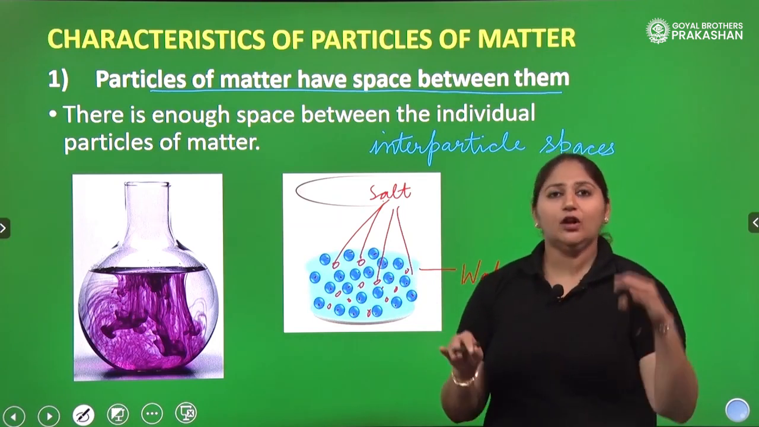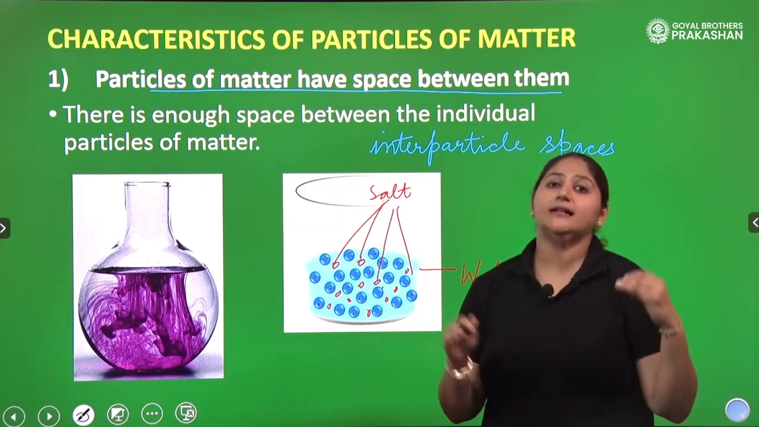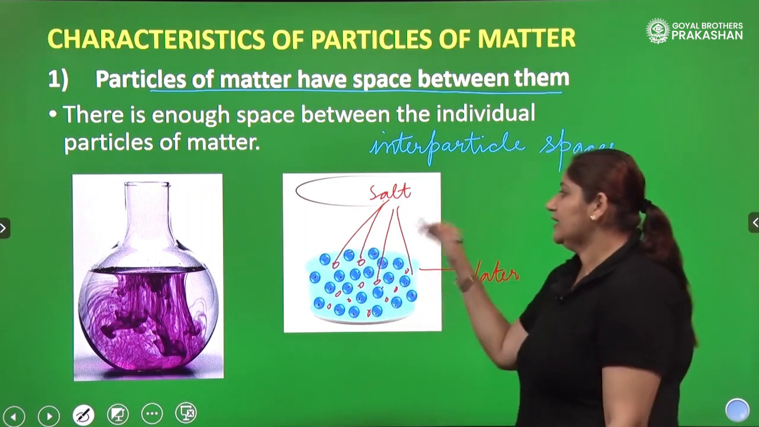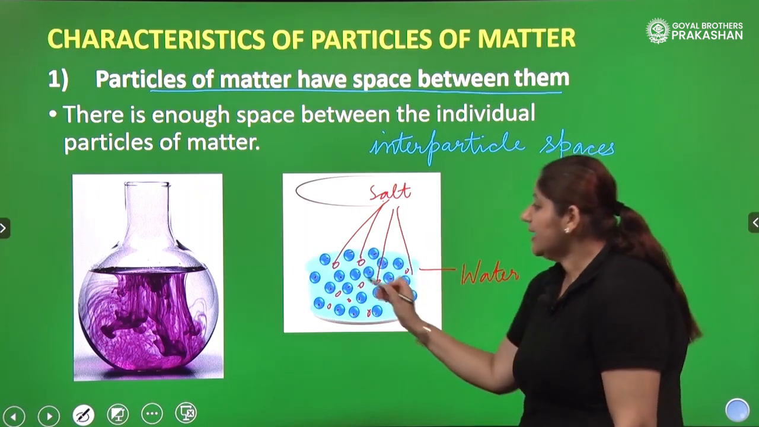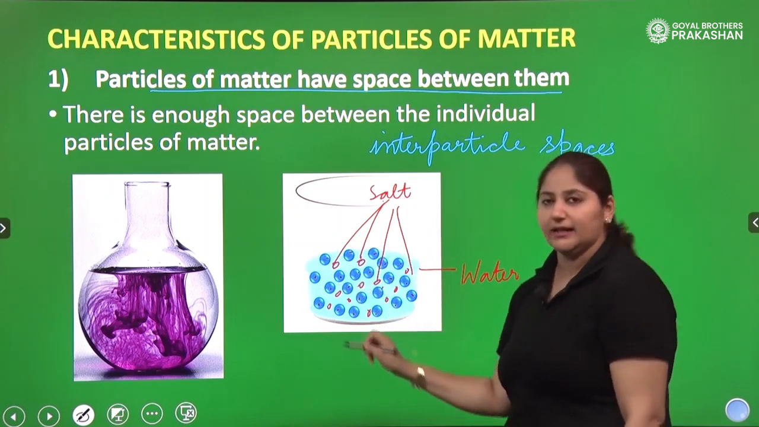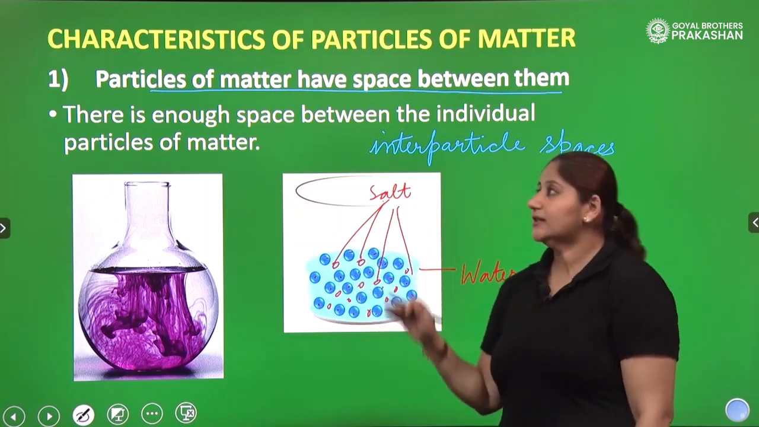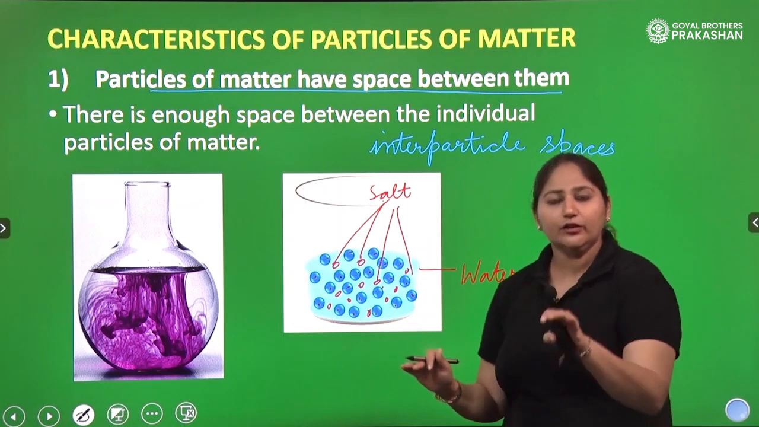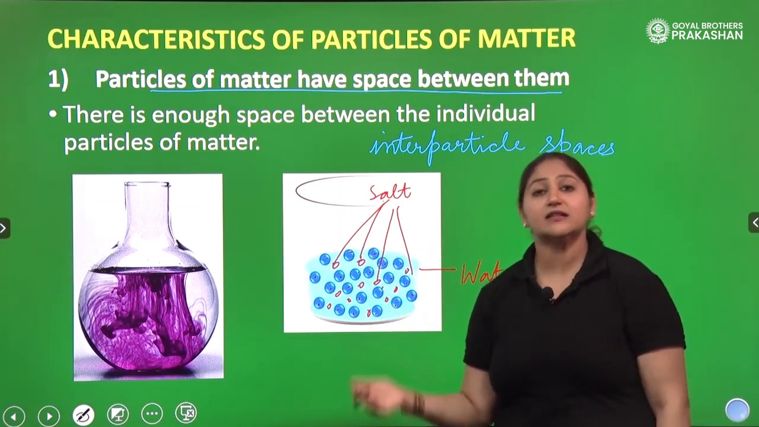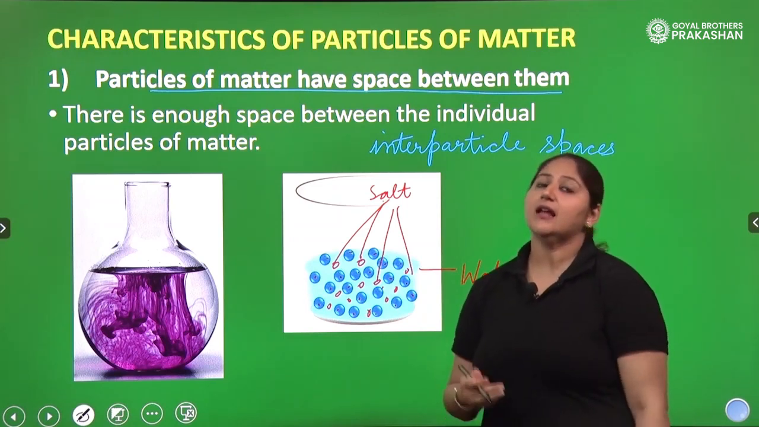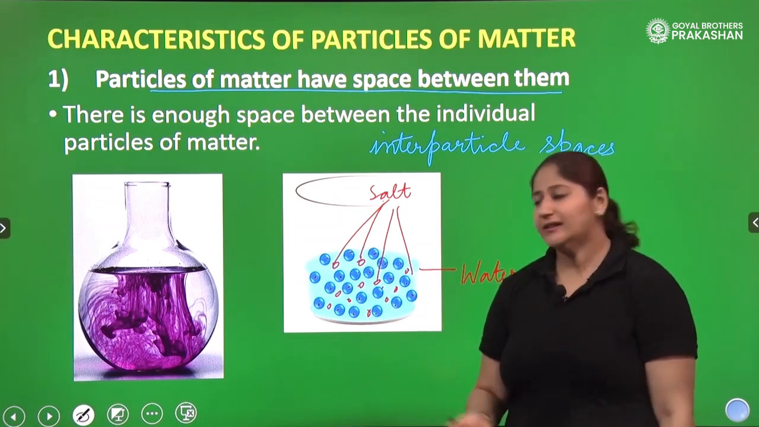And the level of the water does not rise up. It clearly indicates that even when we add salt or sugar or potassium permanganate, there are spaces in between the particles of water such that the salt can occupy the space in between the particles. It clearly indicates that there are spaces in the particles and the particles are very tiny.